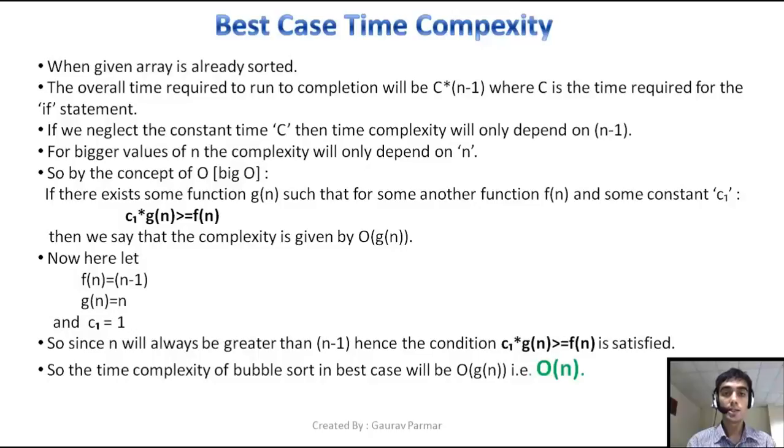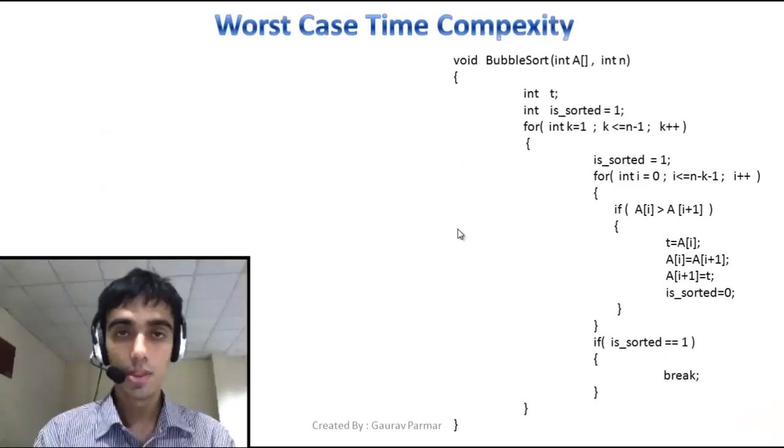Hence we can say that the complexity of bubble sort in best case can be denoted by order of g(n), or in this case order of n, or big O of n. Hence the time complexity of bubble sort in best case will be order of n or big O of n. Now let's calculate the worst case time complexity for bubble sort.